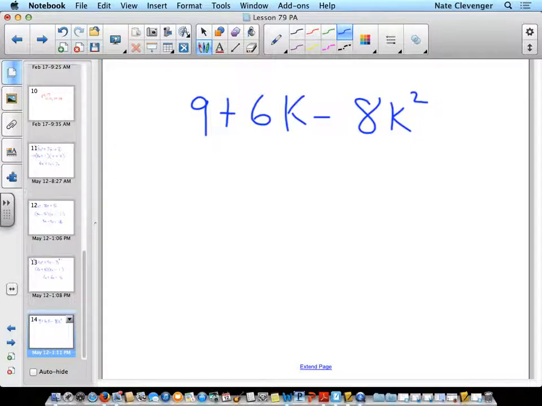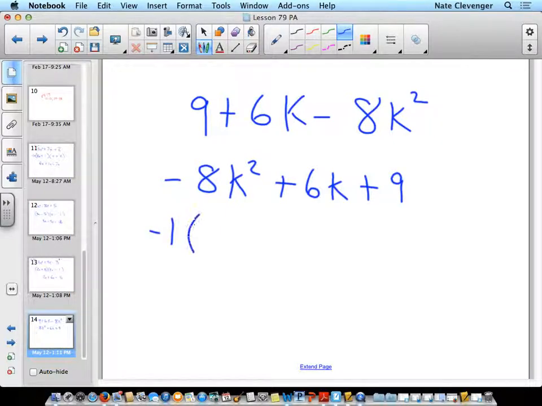Oh, it's backwards. Whoa. It's backwards. Yes, it is. We need to rewrite it. Yes, we do. So I'm going to have negative 8k squared plus 6k plus 9. Now take the negative out of each. Take the negative out of each. So take a negative 1 out.